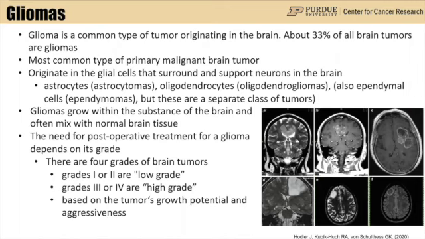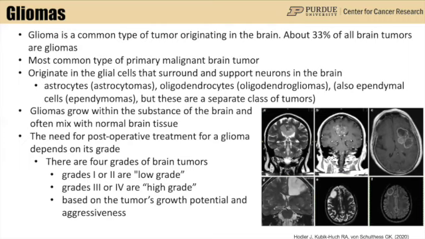So grades 1 or 2 are low grade, and grades 3 or 4 are considered high grade. As I mentioned earlier, glioblastoma is an astrocytoma, so it's actually a grade 4 astrocytoma. So it's high grade. And in canines as well as humans, gliomas are usually, unfortunately, diagnosed once they've reached the high grade stage.